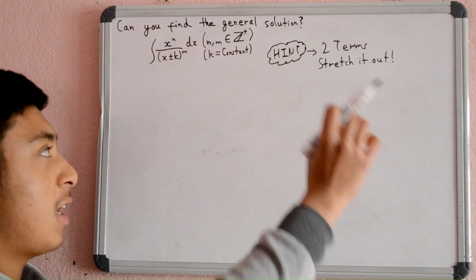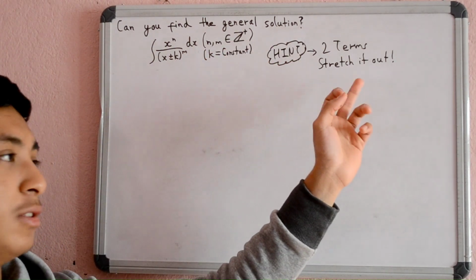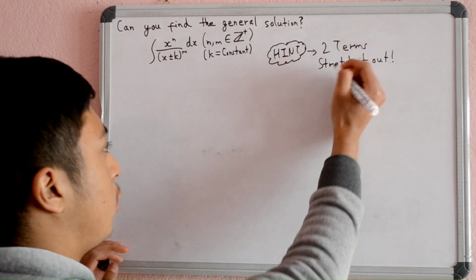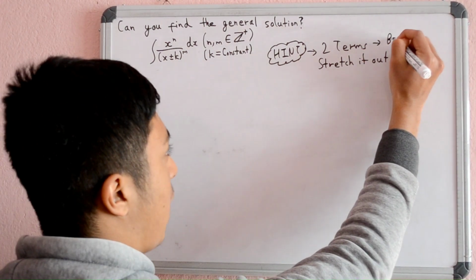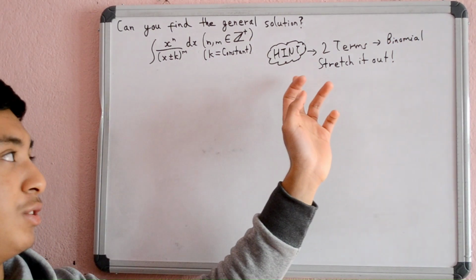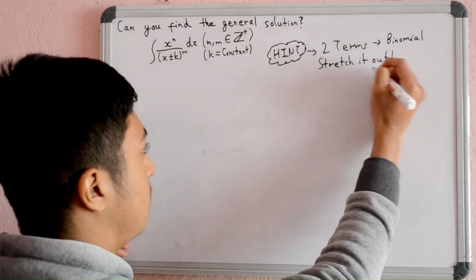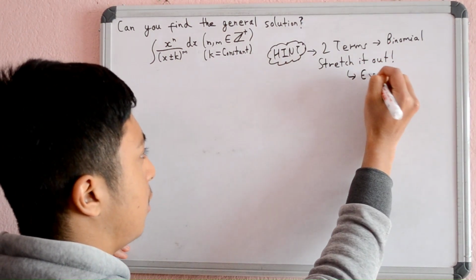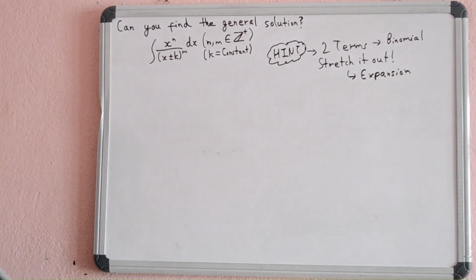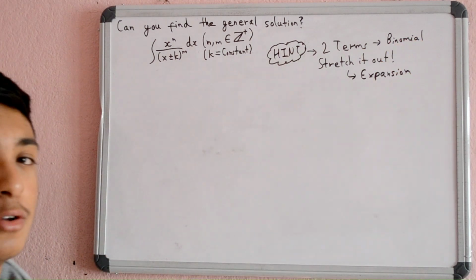Now, I'm going to give you guys a hint to kind of solve this on your own. Two terms, stretch it out. So what does that mean? Well, we know two terms means binomial in mathematical terms, and stretch it out, stretching. When you stretch something, it expands. So expansion, in fact. So there we go. We have to use the binomial expansion from the binomial theorem.